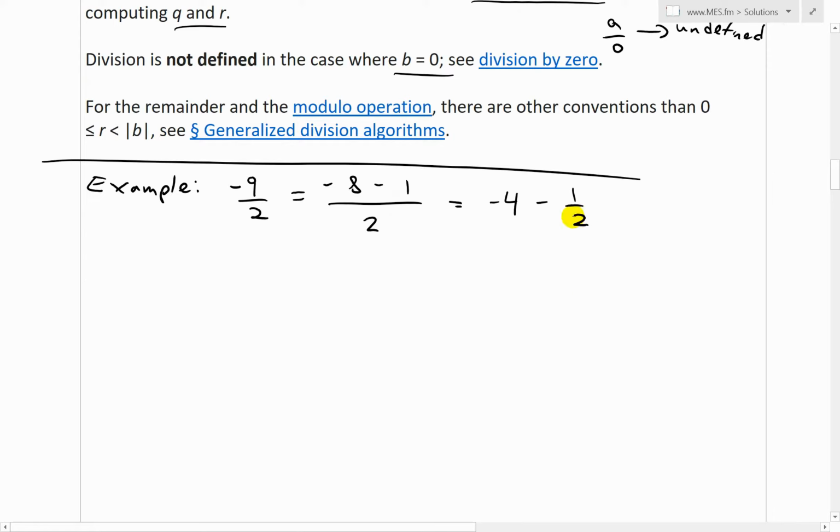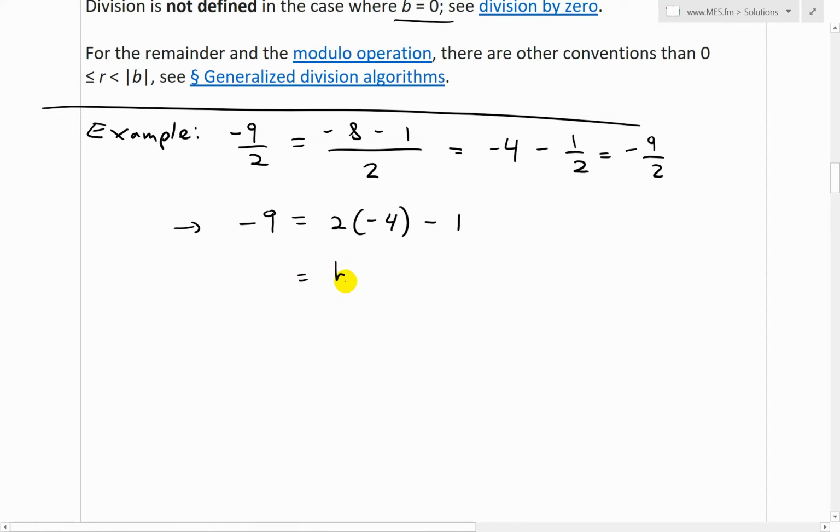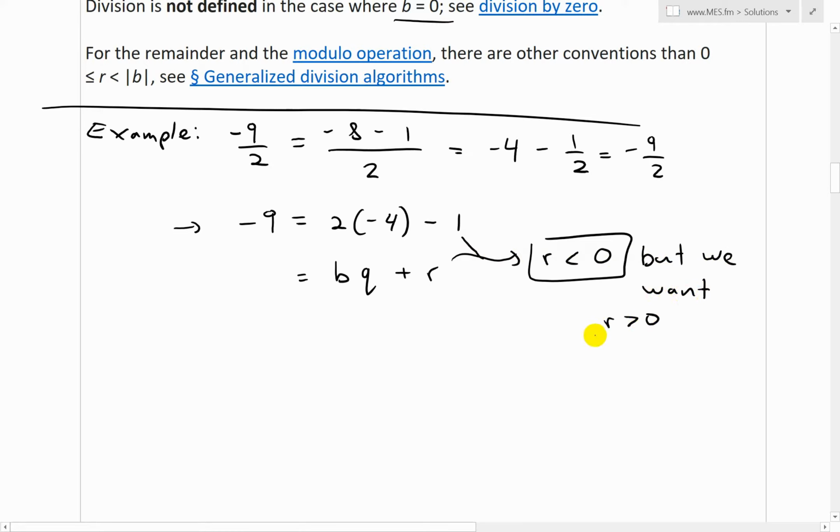Now in this case, let's put this over this side, negative 9 over 2, just to show you. What we could do is multiply both sides by 2, so what we end up getting is negative 9 equals 2 times negative 4, like this, and then minus 1, because this 2 cancels there. And now the problem is over here, if this equals b times q plus r, what we have in this case is the remainder r is less than 0. But we want r greater than 0, just to show that that theorem still works.